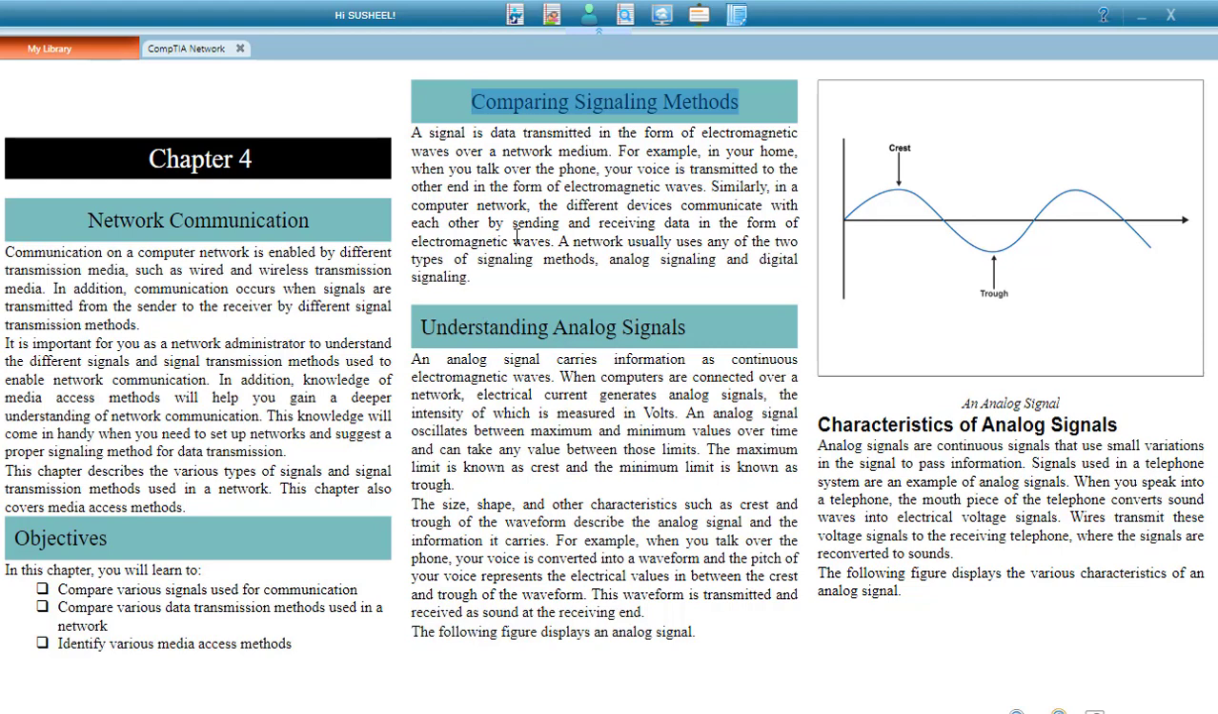Understanding analog signals. An analog signal carries information as continuous electromagnetic waves. When computers are connected over a network, electrical current generates analog signals, the intensity of which is measured in volts. An analog signal oscillates between maximum and minimum values over time and can take any value between those limits. The maximum limit is known as the crest and the minimum limit is known as the trough. The size, shape, and other characteristics such as the crest and trough of the waveform describe the analog signal and the information it carries.